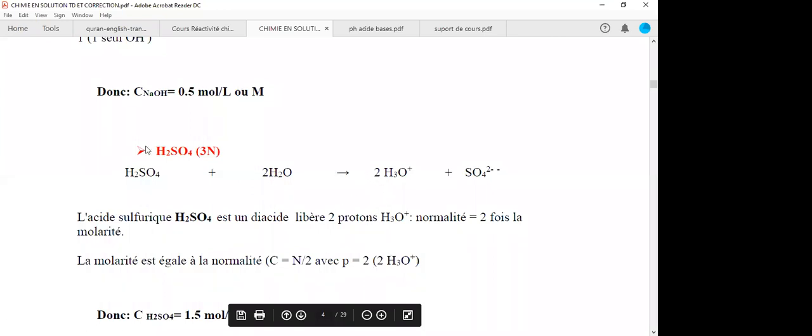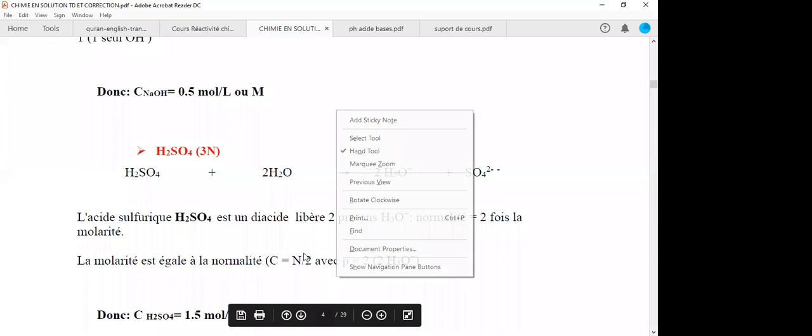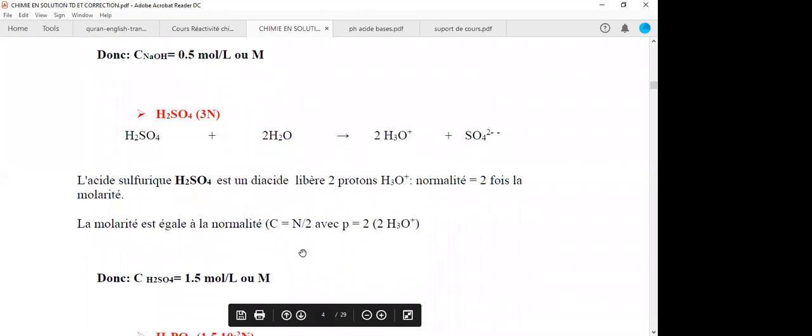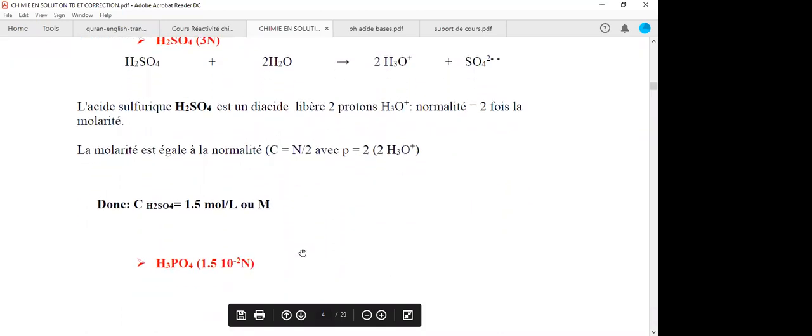So here our P will be equal to 2. You just have to look here: how many hydrogen ions does it give out? It gives out 2 hydrogen ions, so P will be equal to 2. Our concentration is given by N over 2, which is 3 over 2, which is 1.5 mole per liter.